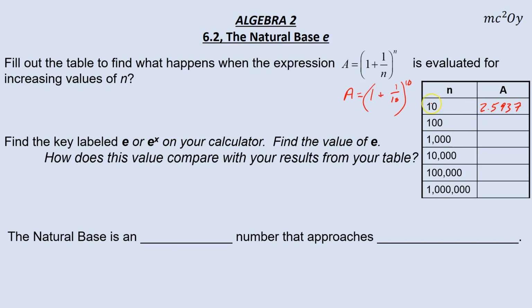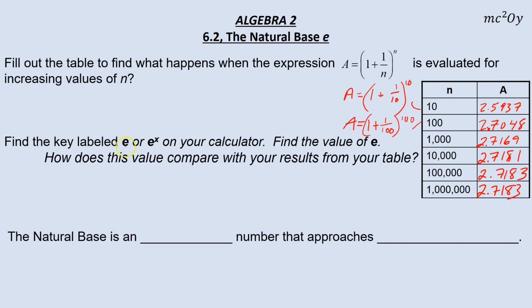If we put 100 in, we'd have A equals (1 plus 1 over 100) to the 100th power, and we end up with 2.7048. We continue to put 1,000 in, and we get 2.7169. With 10,000, we get 2.7181. With 100,000, we get 2.7183. And with 1,000,000, we get 2.7183 out to four decimal places.